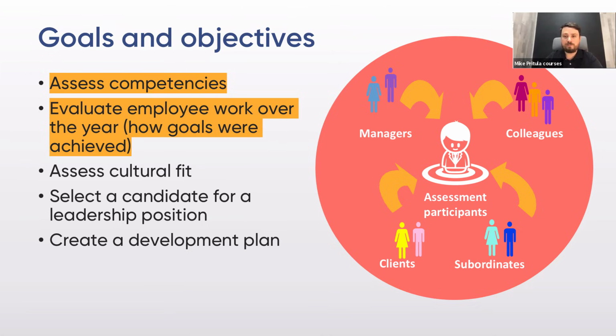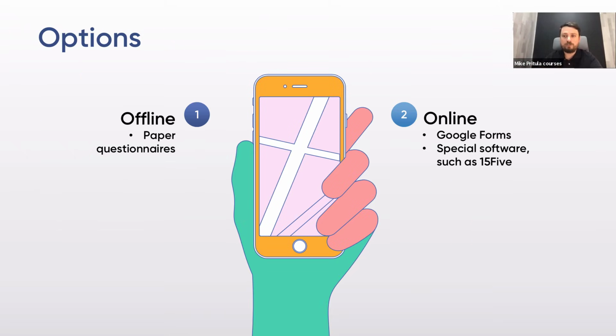What are the options? Options can be offline, paper questionnaires, and online using either Google Forms or specialized software. Offline, of course, is becoming more of a thing of the past. Even blue-collar workers are now being evaluated online, with factories installing either info kiosks or using chatbots.